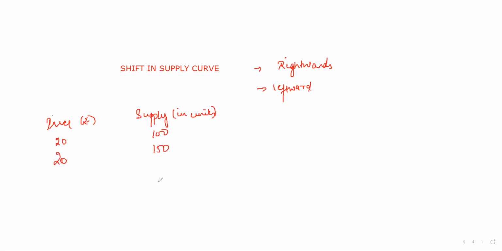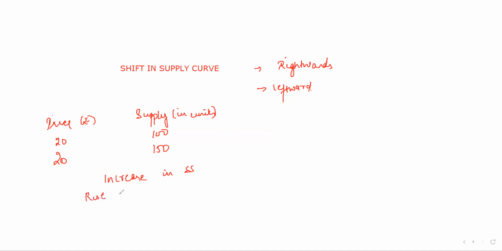Now, when can this situation be possible? This can be possible, let us say, when the factors of production which I'm using are now available to me at a lower rate or lower charge. So basically, what am I trying to show? That there has been an increase in supply. You can see that there is an increase in supply. And what is it actually?